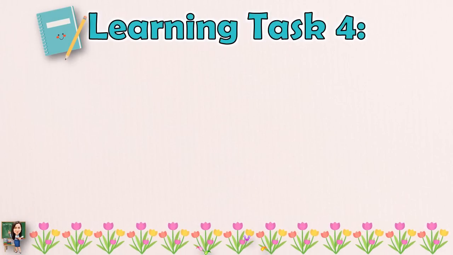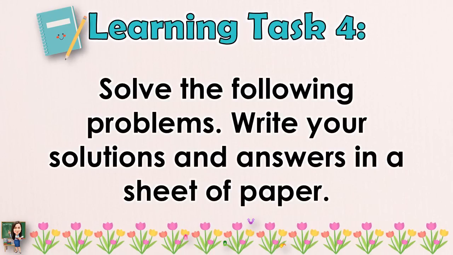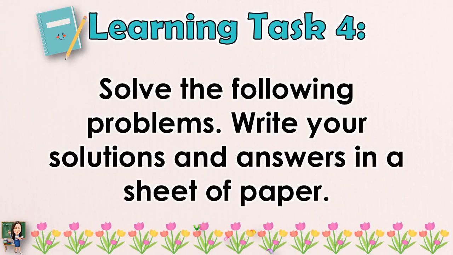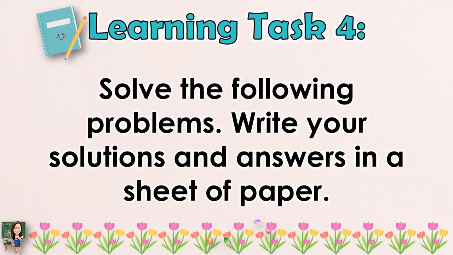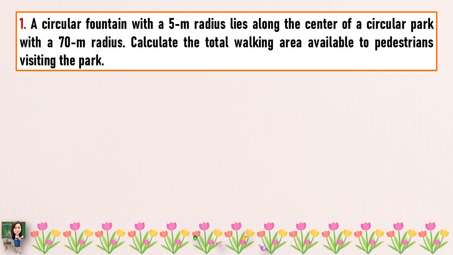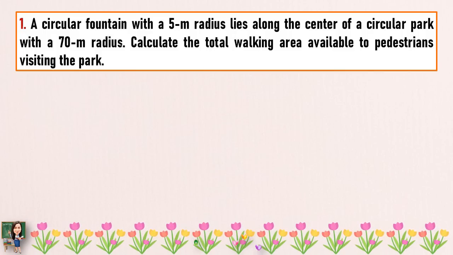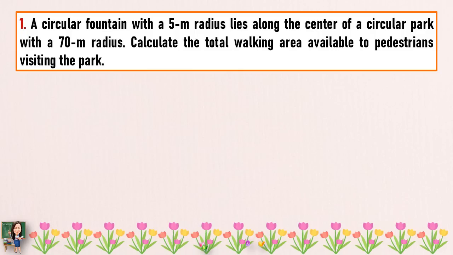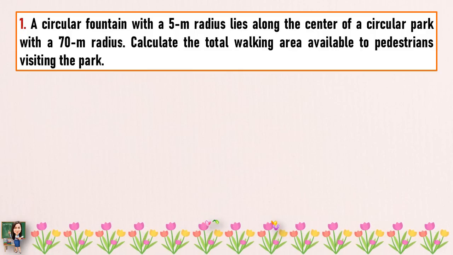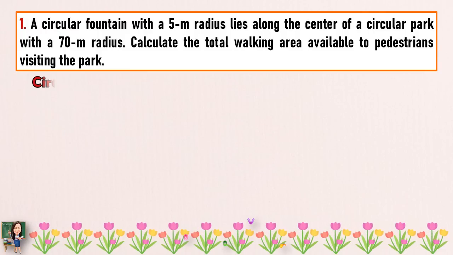For learning task 4, solve the following problems. Write your solutions and answer in a sheet of paper. Number 1. A circular fountain with a 5-meter radius lies along the center of a circular park with a 70-meter radius. Calculate the total walking area available to pedestrians visiting the park.